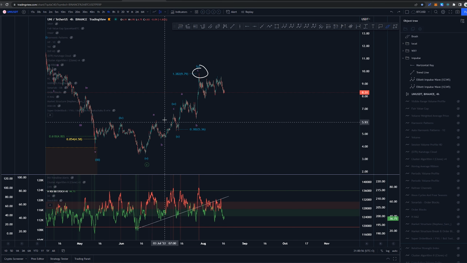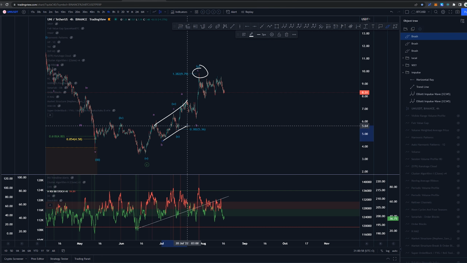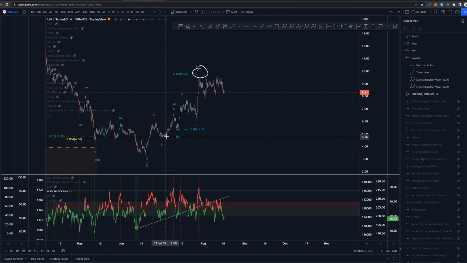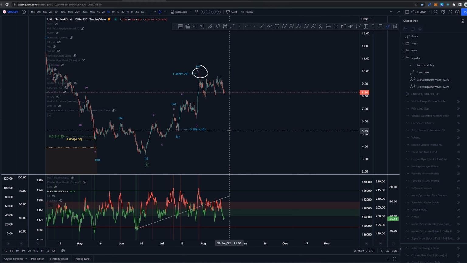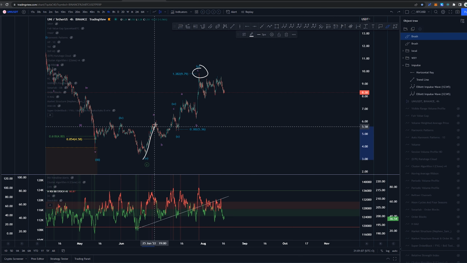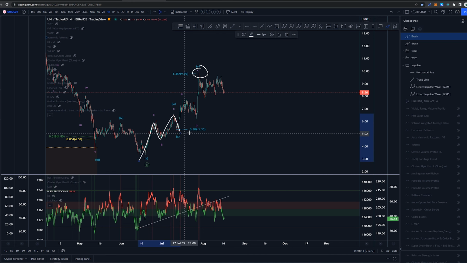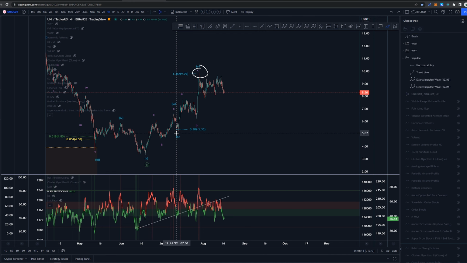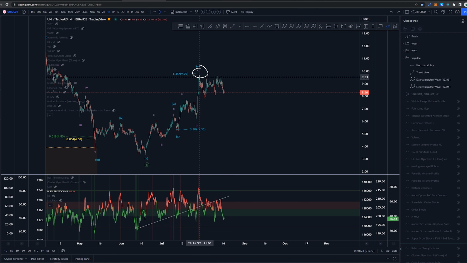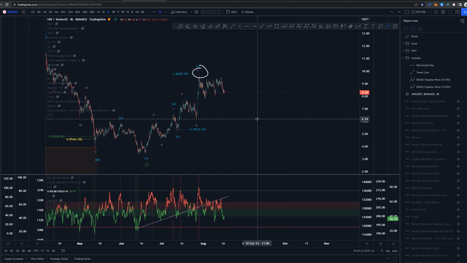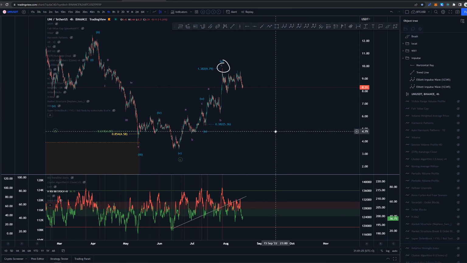The other idea that I had was possibly making this as some kind of diagonal. However, that just doesn't work because this third wave would be smallest. Maybe we have this as 1, and some kind of running flat here into 2. Then again 1, 2, but again we are having that same issue. This is very small, this third wave here. So yeah, that's why I'm preferring the WXY count at the moment.